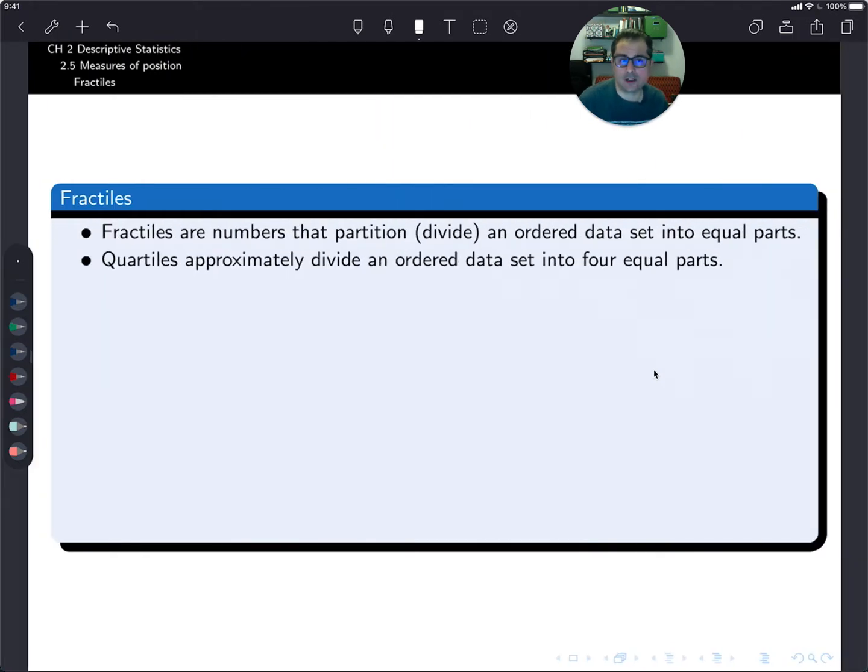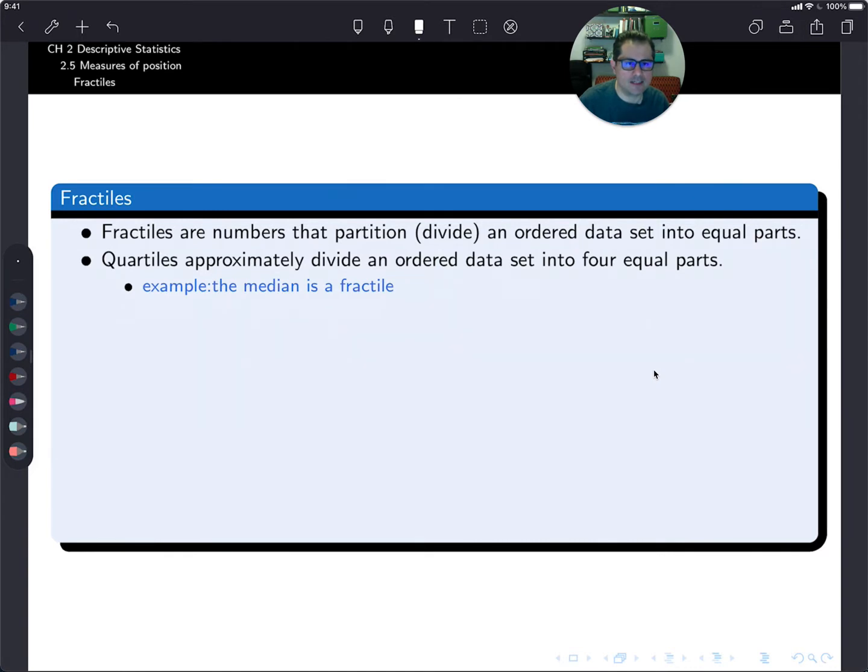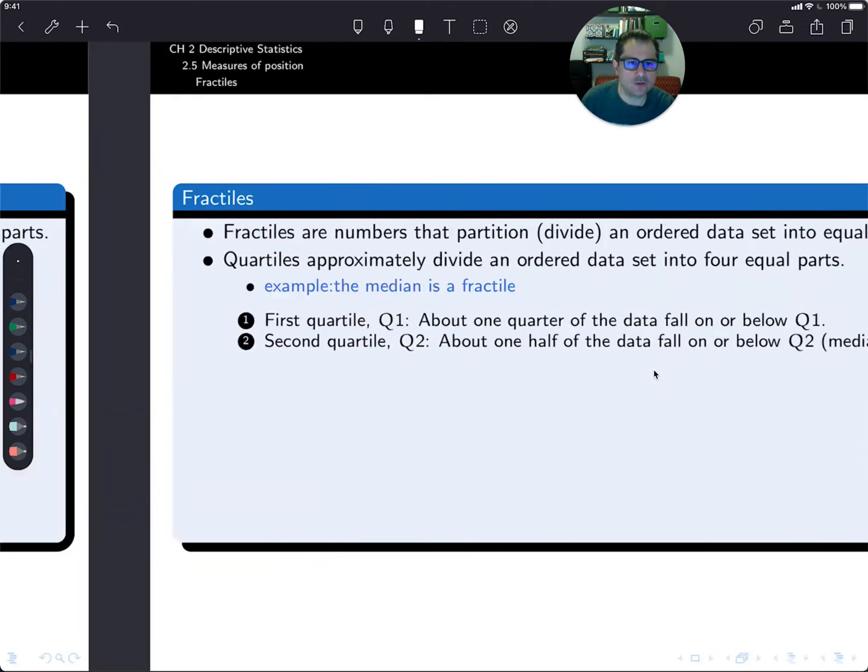So, for example, a quartile is going to be the numbers that separate the data into four equal parts. The first quartile would be 25% of the data to the left of the rest of it. The median is the second quartile, because 2/4 is 1/2, so half of the data is to the left. So for the first quartile, when we call it Q1, about 1/4 of the data falls on or below the value of Q1.